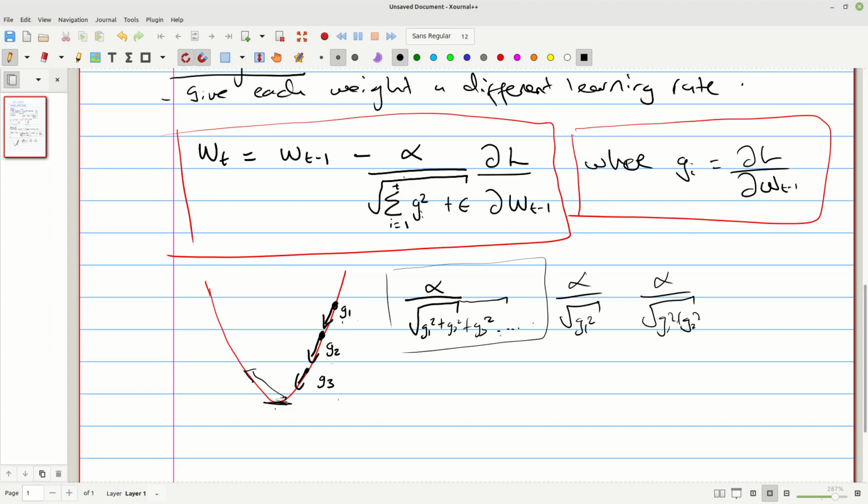But imagine a case where we're dealing with sparse data sets. If we're dealing with sparse data sets, that means our gradient will be much smaller, and therefore our learning rate will be much larger, right?